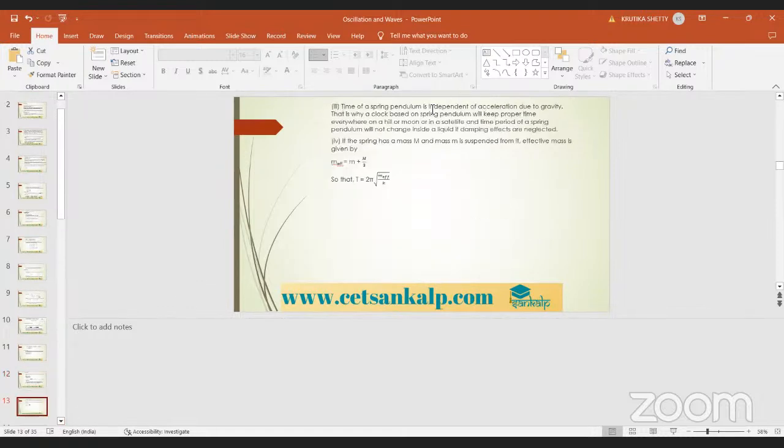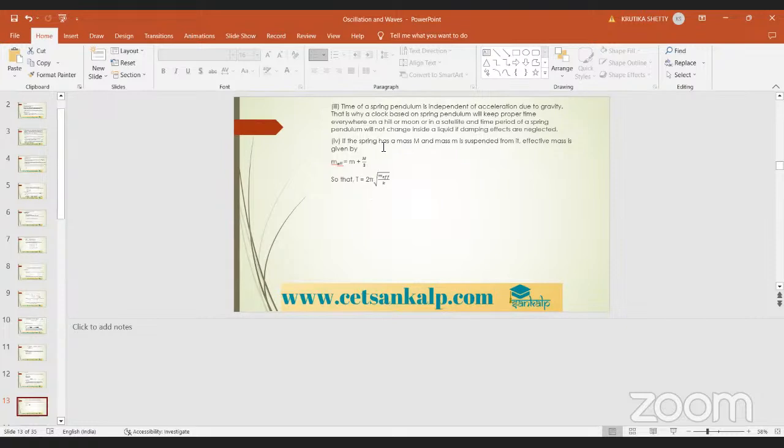Then here the time period of a spring pendulum is given by t is equal to 2 pi under root of m effective divided by k. K is spring constant. So what is m effective? M effective is nothing but m plus m by 3.